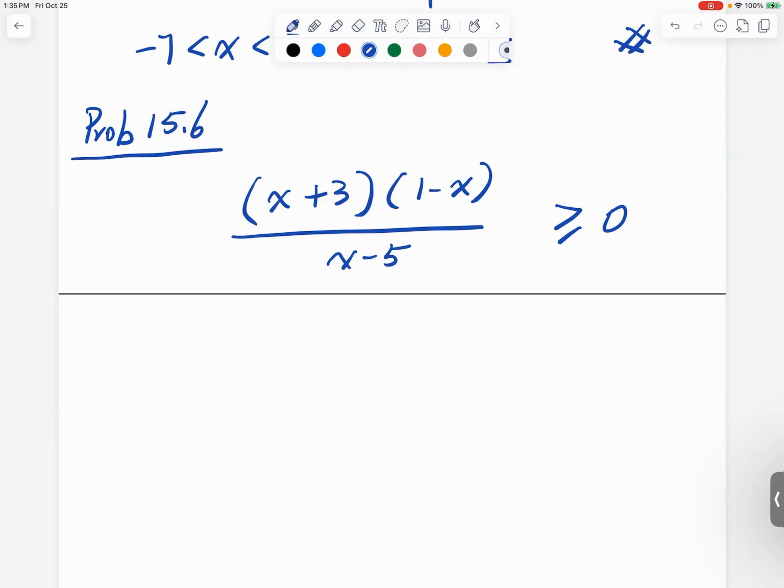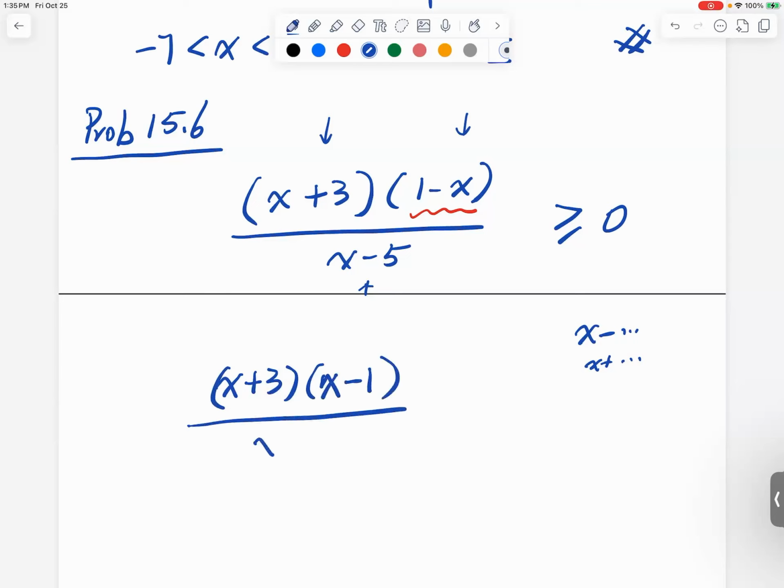Okay, first of all, I'm going to rewrite this inequality a little bit. I want every factor to have the form x minus something or x plus something, okay? And this term is 1 minus x. So I'm going to multiply by -1 on both sides. So what I get is x plus 3, x minus 1, over x minus 5, less than or equal to 0. This step is not necessary, but it helps prevent mistakes.